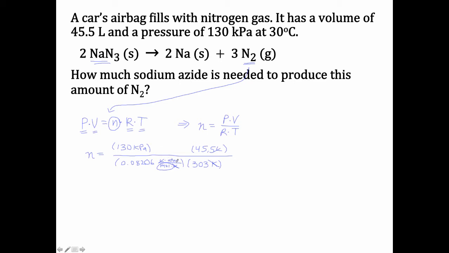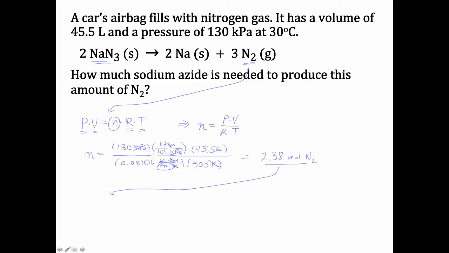But we have kilopascals and atmospheres for our pressure, so we're going to have to do a conversion, and there are about 101 kilopascals. It's actually 101.325 if you want to be more precise, kilopascals per 1 atmosphere. So we can convert from kilopascals into atmospheres, and then the atmospheres will cancel. If we plug in all of our numbers, what we end up with is 2.38 moles of nitrogen. That is the amount of nitrogen that fills up the airbag under these conditions.